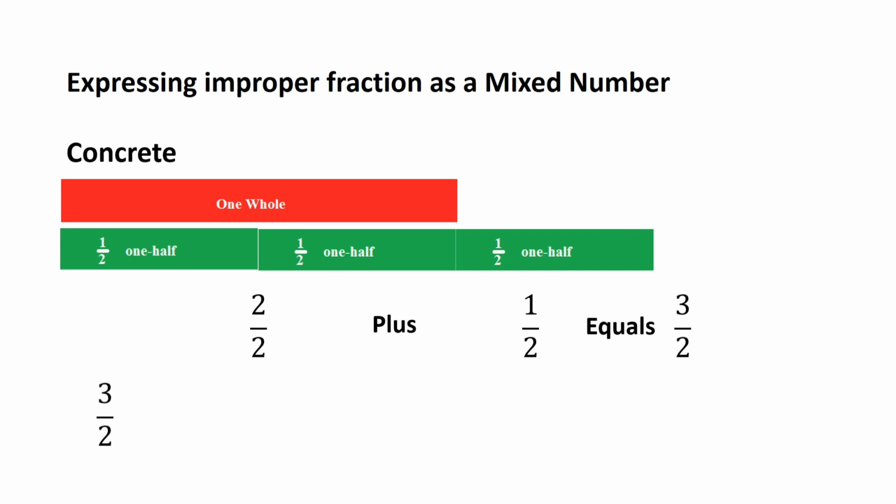Taking the 3 halves, we can see that out of the 3 halves, 2 halves is equal to 1, and you will have remaining a half. 1 plus a half is 1 1/2. Teachers will then be encouraged to do 3 to 4 more examples before moving on to the pictorial representation.